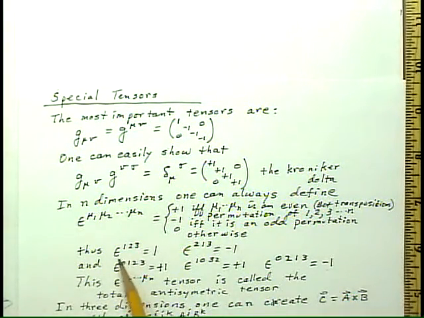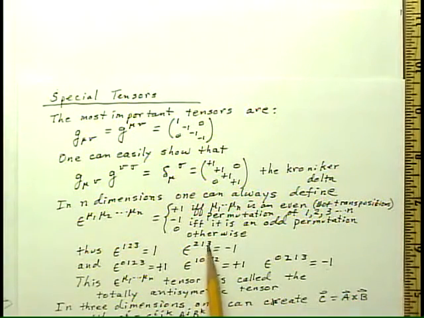Some examples of this tensor are epsilon 1, 2, 3, and since that is the normal ordering, this is defined as 1. But if we do one transposition, which is an odd number, and interchange 2 and 1, we get epsilon 2, 1, 3, and that's by definition a minus 1. If we were to now change this to 2, 3, 1, by interchanging these two, we'd have 2 transpositions, which would change it back to a plus 1 again.